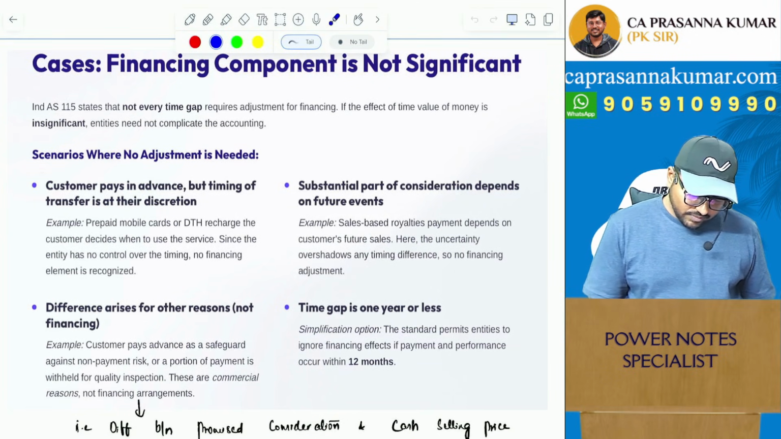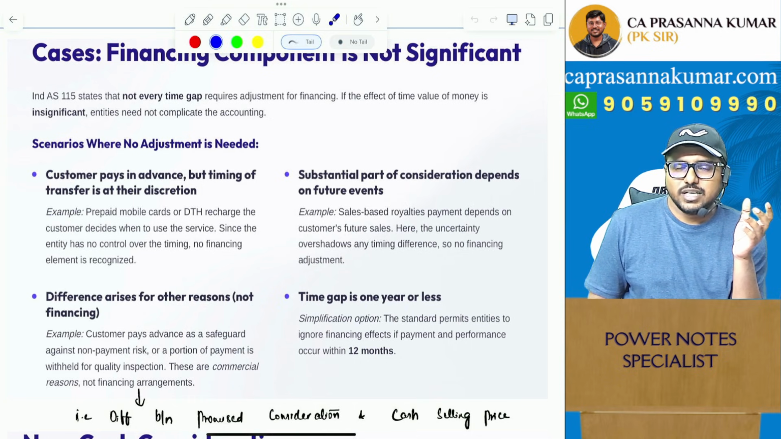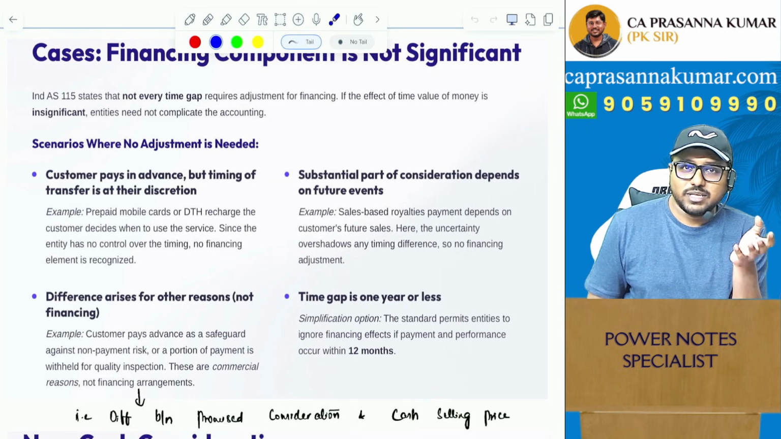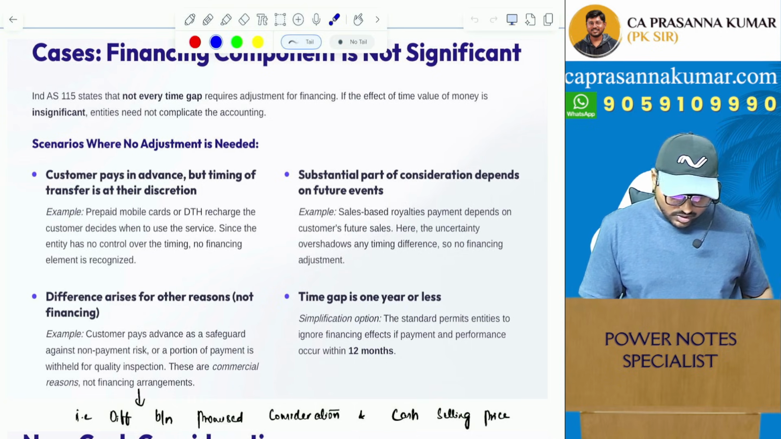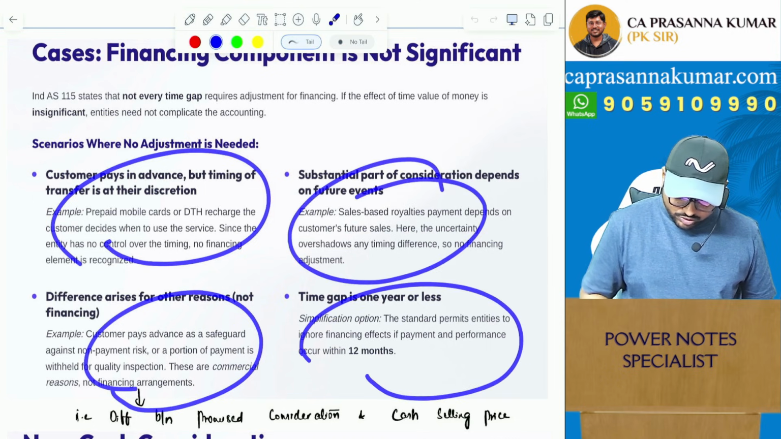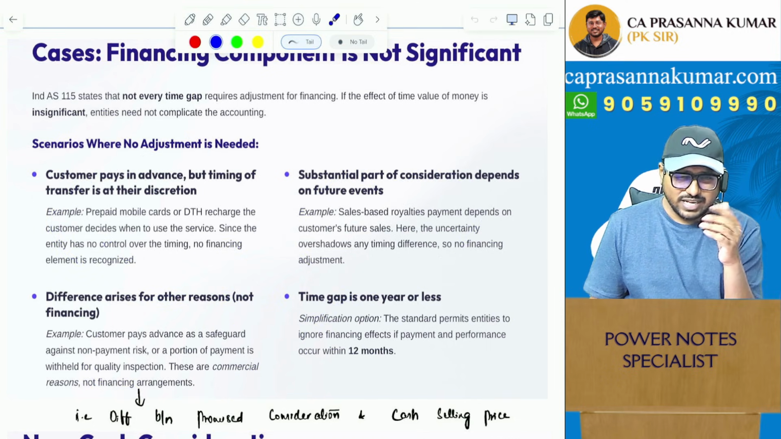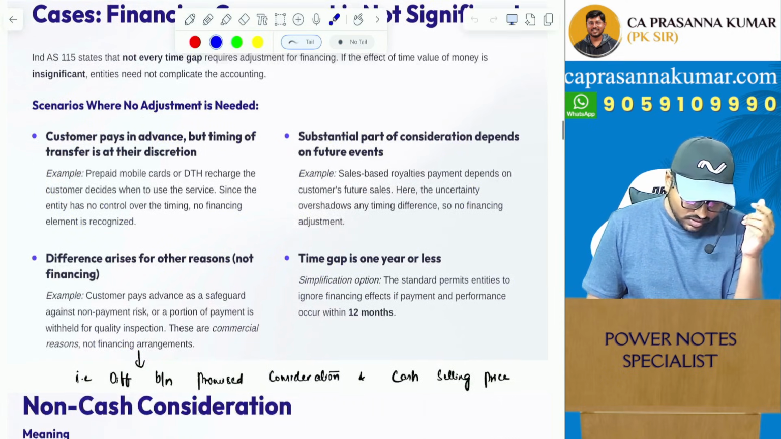Let's continue, guys. There are certain scenarios where it feels like a trap, where you feel that a financing element is involved, but actually it is not. So there are 4 special scenarios where you should not be considering a financing component. All right. Now, what are they?